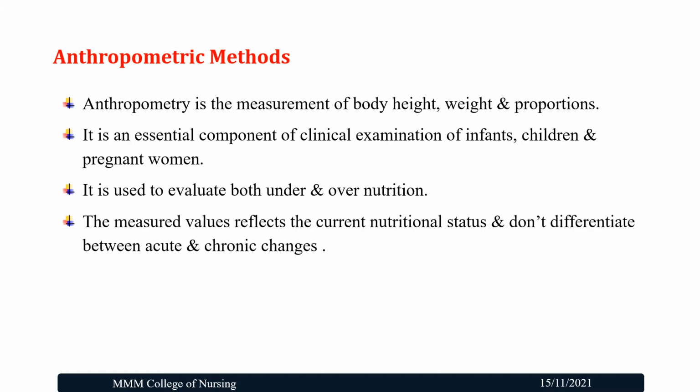Coming to anthropometric measurement, it is a measurement of height, weight and proportion. It is also an essential component of clinical examinations of infants, children and pregnant women. Also, it evaluates both under and over nutrition of children. The measured values reflect the current nutrition status and don't differentiate between acute and chronic changes.